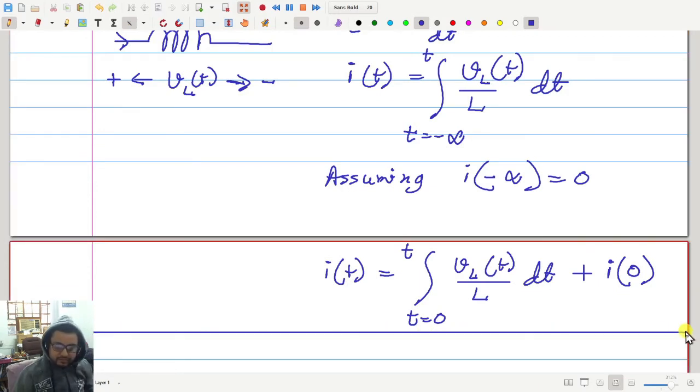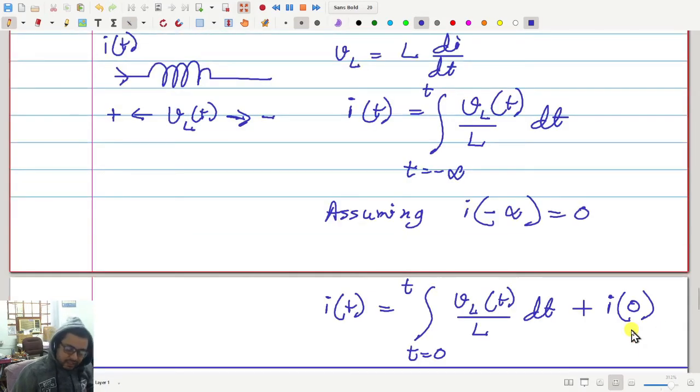Sir, what does this signify, that from t equal to minus infinity to t equal to 0? Practically, we can never go to minus infinity. It is like the moment when the circuit was made, and assuming at that moment the current was 0.